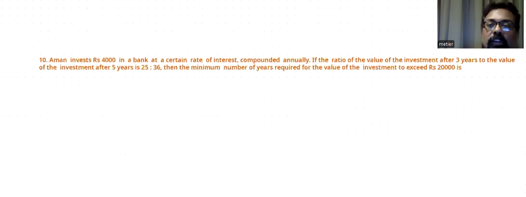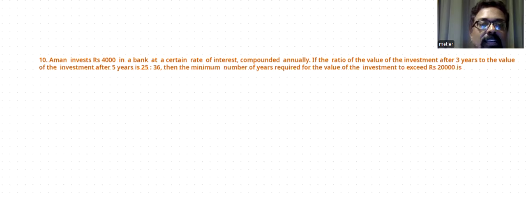Question based on compound interest. In the first video, we discussed almost the same question based on simple interest. Why am I saying the same question? Check. In that question also, they were asking about the minimum number of years. Here also they are asking about the minimum number of years. That question was of simple interest. This question is of compound interest.